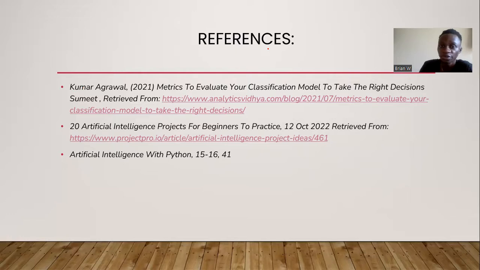For the references, the different metrics we got from this link. Then the project, I got inspired from this website, which has a lot of projects for beginners, intermediate, and advanced levels. So you can visit this website to identify the different machine learning, data science, or artificial intelligence projects that you can build and include in your portfolio.